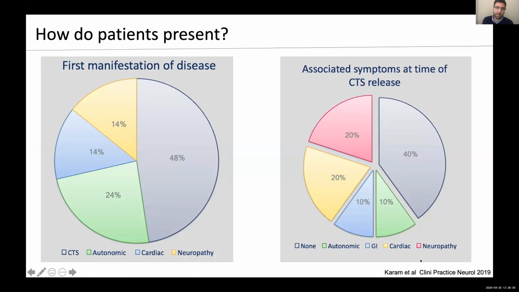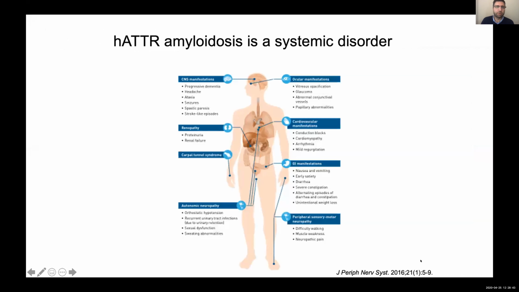Now, that being said, still a significant number, about 40%, only had carpal tunnel syndrome and didn't have any other sign that suggests that they may have amyloidosis. So again, the diagnosis remains a little bit difficult.